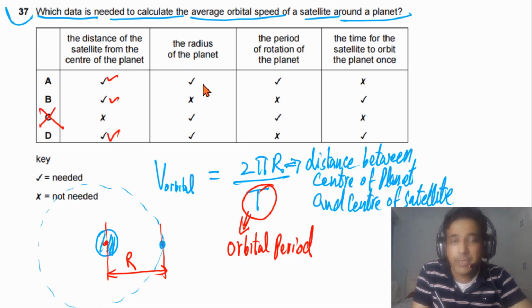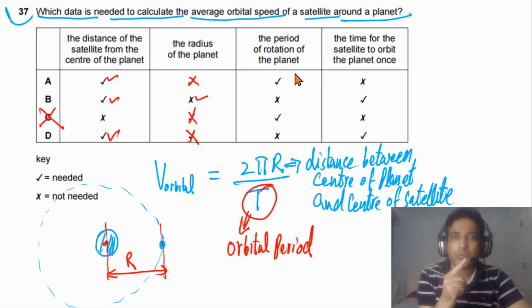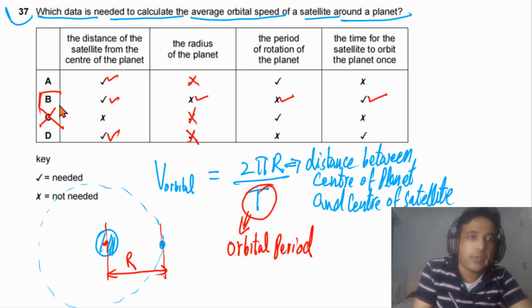The radius of the planet, it does not depend on radius of the planet. Does not depend. So it means this is incorrect, this is incorrect, this is also incorrect. So this one is correct. Period of rotation of the planet around its own axis, it does not depend on that. So this is correct. Time for the satellite to orbit the planet, yes, this is true. So the answer for this question is B.